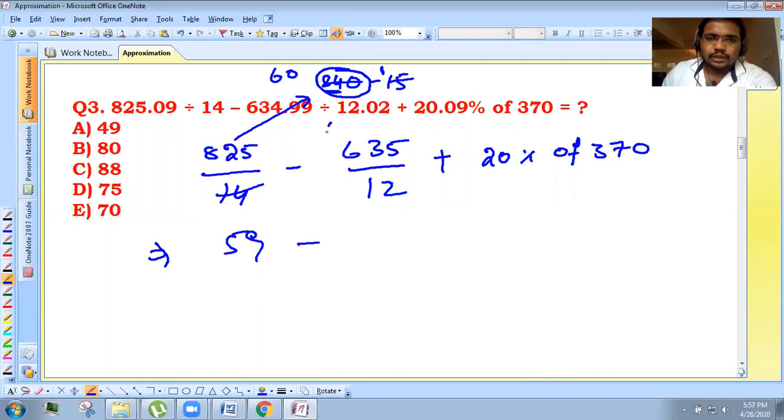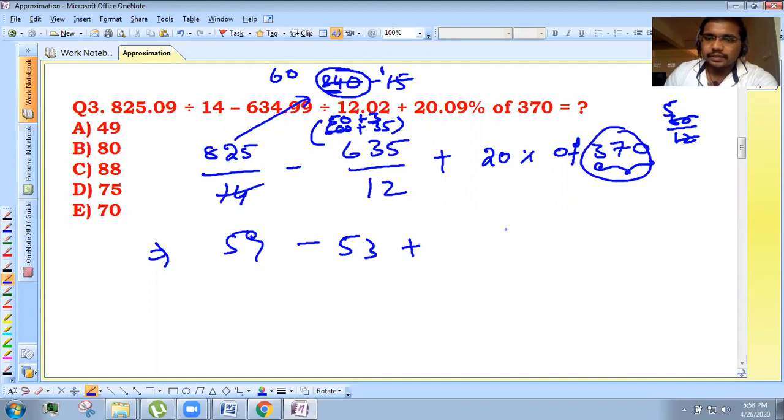12 in 600. That means 600 plus 35. Why are we splitting the numbers like this? Because 60 is a number which is divided by 12 exactly 5 times. That means here 50 times plus 3 times, 53 times, plus 10% of this number is 37. 20% in the sense double, 37 plus 37, 74.